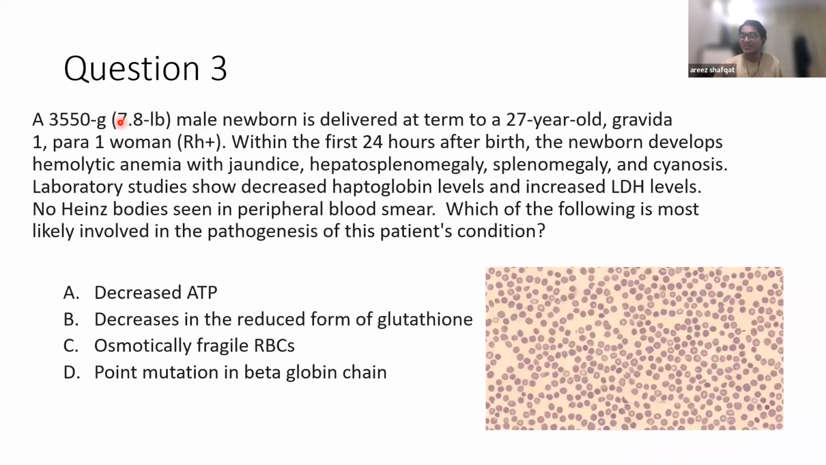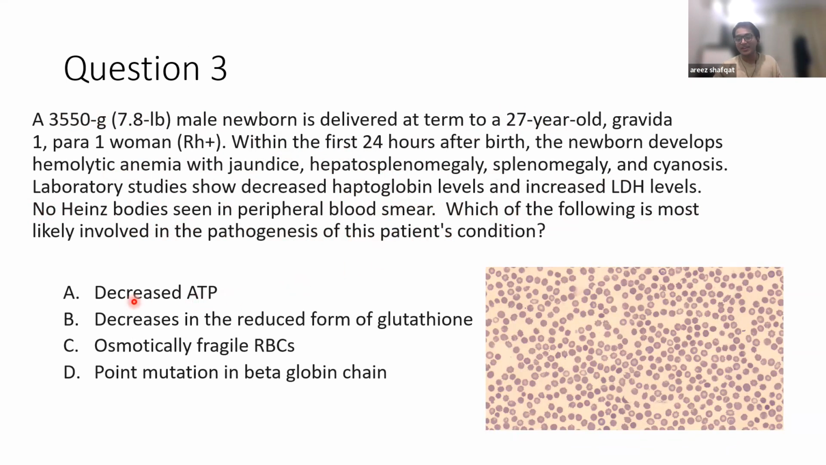Now this contrasts the previous case with this case. This is a male newborn baby born to a 27-year-old woman. Within the first 24 hours of birth, he develops hemolytic anemia with jaundice, hepatomegaly, splenomegaly, and cyanosis. Laboratory studies, you forget about this, no Heinz bodies seen in peripheral blood smear. Which of the following is likely involved in the pathogenesis of this patient's condition?